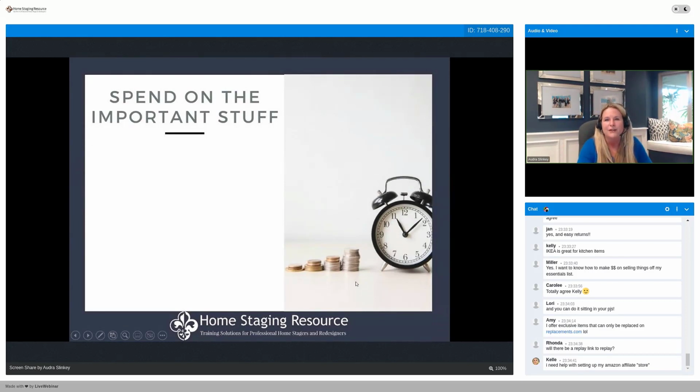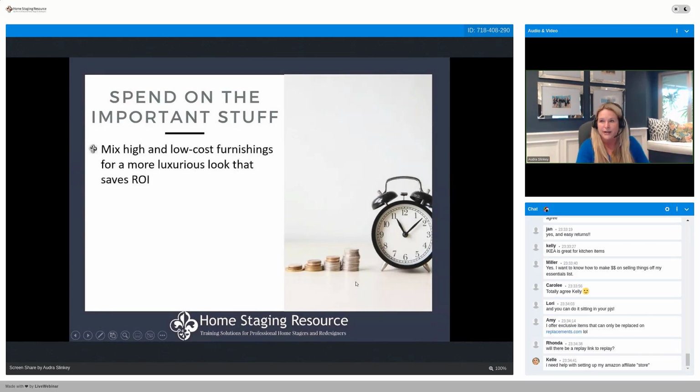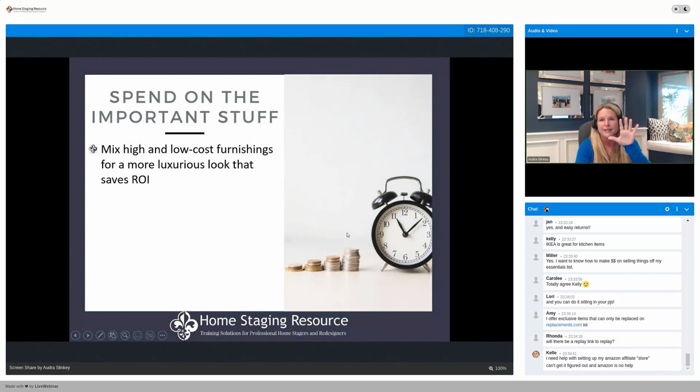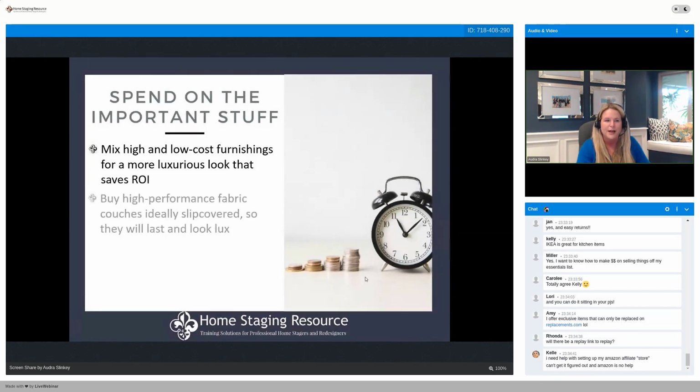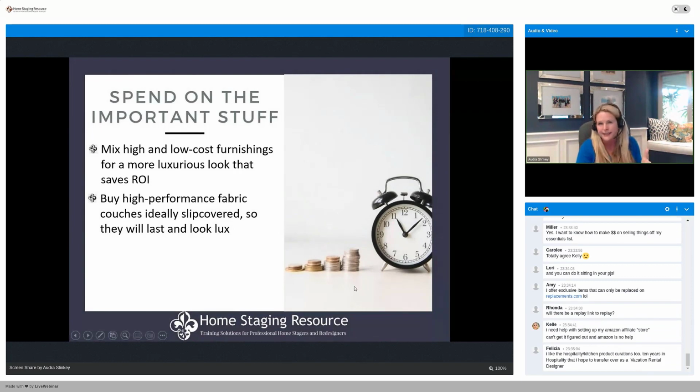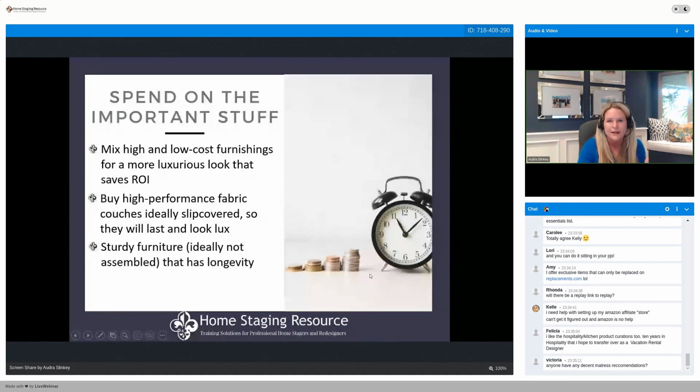It shows the client all the work and all the materials that go into it. And these lists are key when you're filling a rental. So some ideas: mix high-low furnishings for a luxurious look. I know you probably know that, but you really do want to buy high-performance fabric couches, ideally slip-covered, because that will last. I've found that a lot of times couches don't last if they stain easily. Same thing with sturdy furniture.